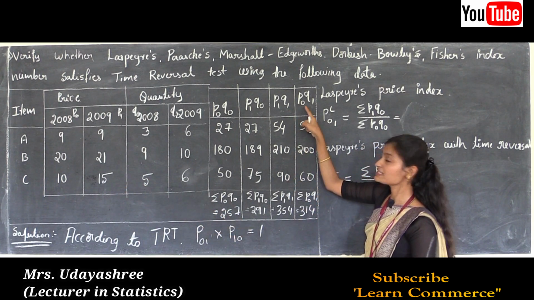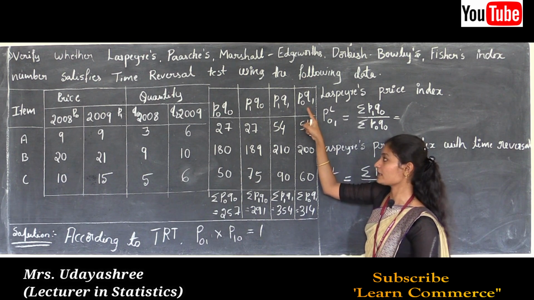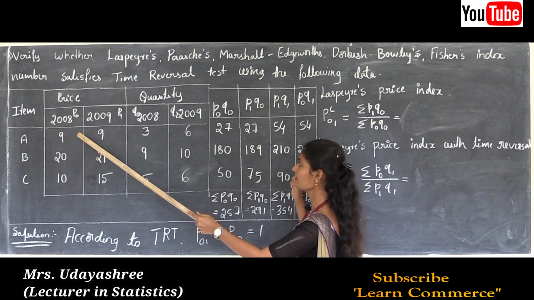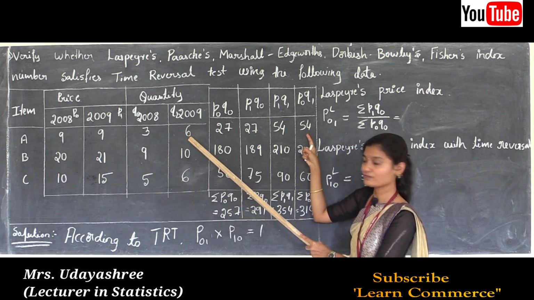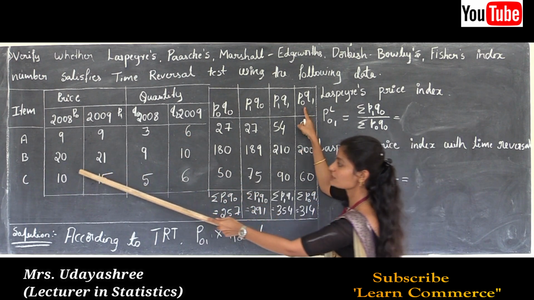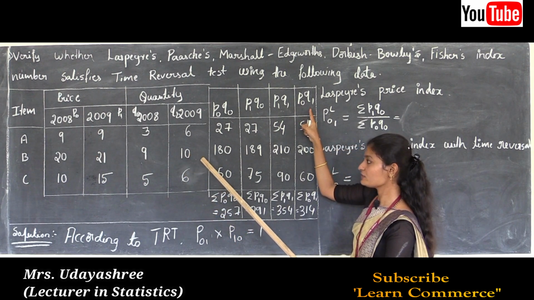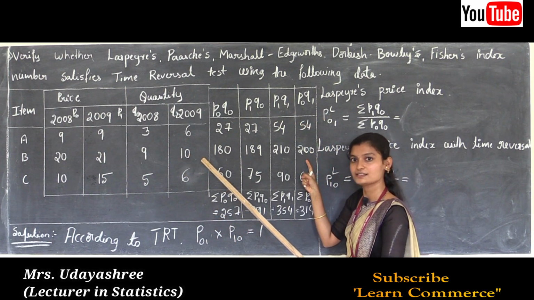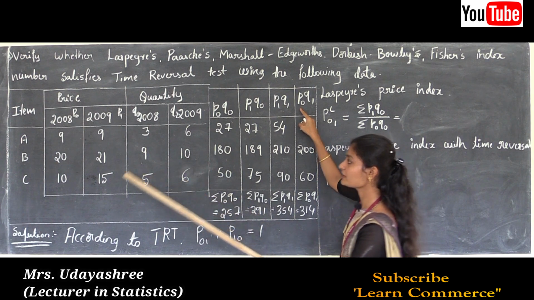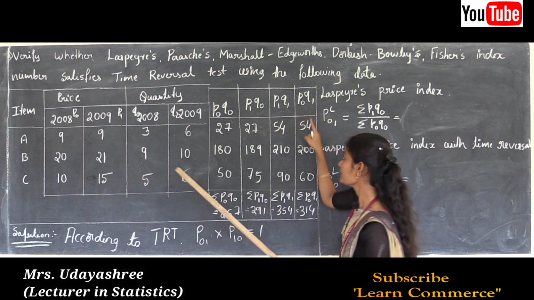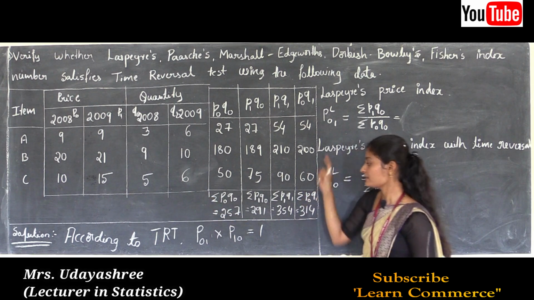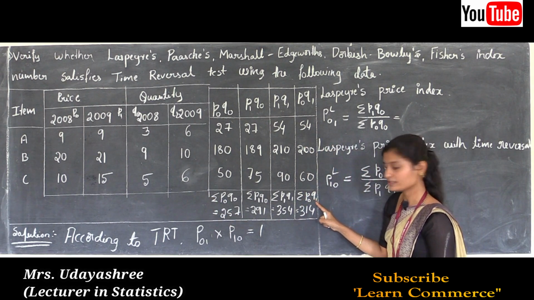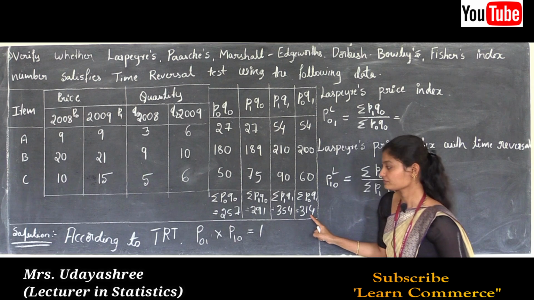Next column is P naught into Q1. Here P naught is 9, then Q1 is 6, 9 into 6 is 54. Next P naught value is 20, then Q1 value is 10, 20 into 10 is 200. Next P naught is 10, Q1 is 6, then 10 into 6 is 60. Then sum of P naught Q1 is 314.